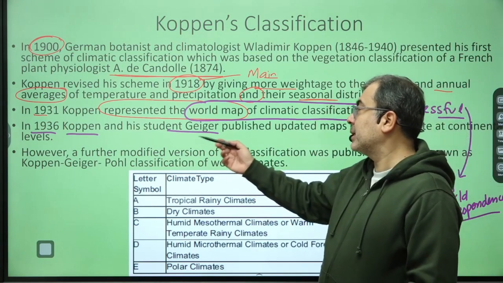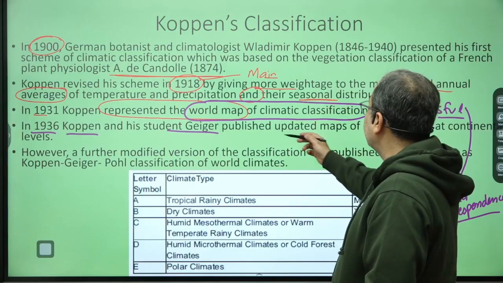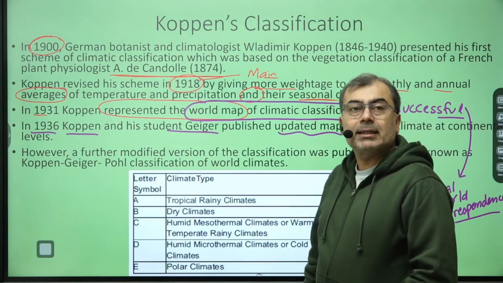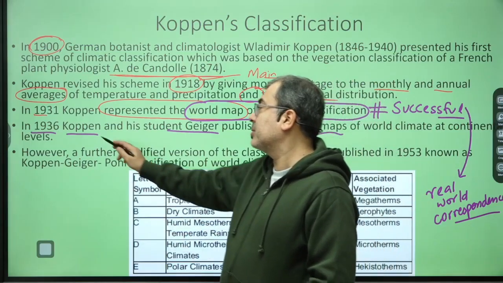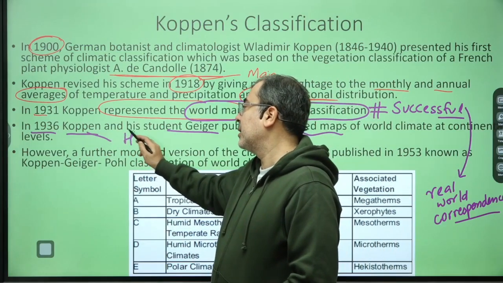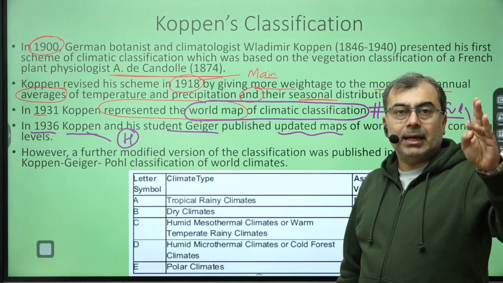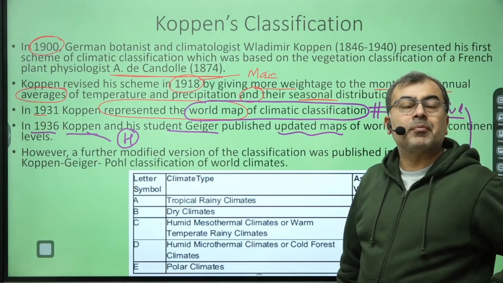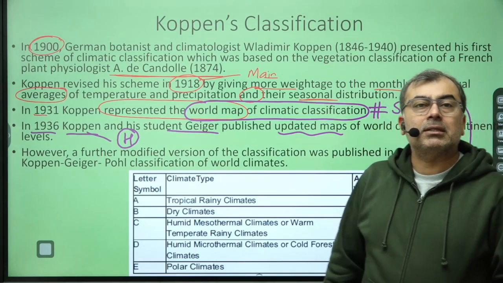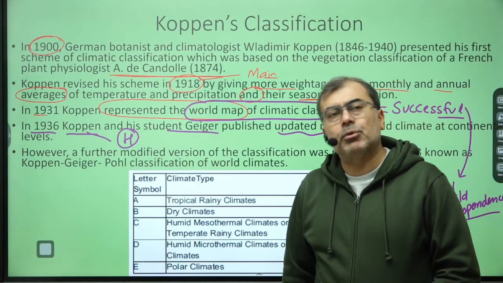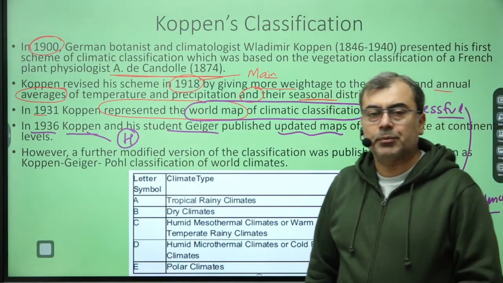So Köppen and Geiger published an updated map, yes, at continental level. And in this 1936 version, as I told you, they added a category called H. So A, B, C, D, E, and we have an H also. Yes or no? In the previous class you wrote CF for China, but in Savindra Singh it is given as CW. Change it to CW, remove the F. Do not worry. Don't worry.